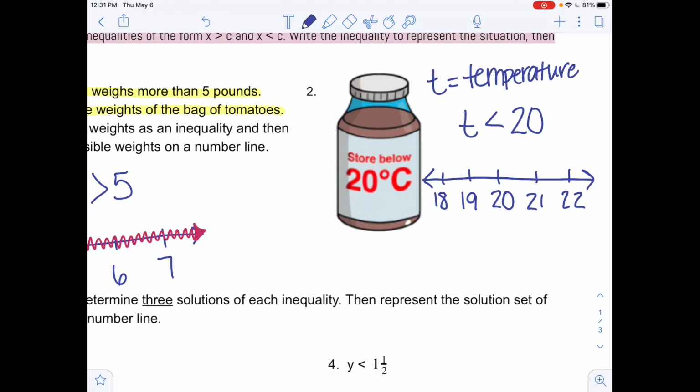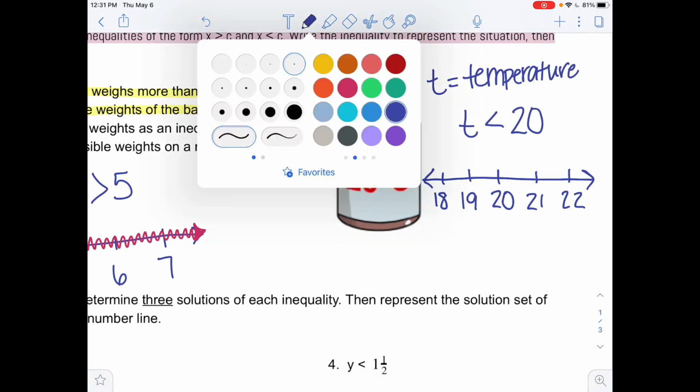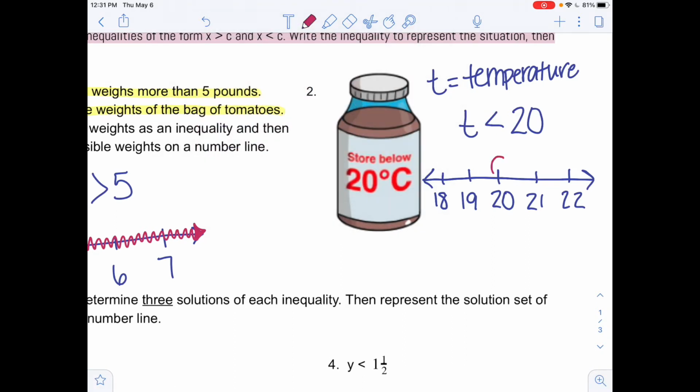I'm going to graph my point on 20. If this is less than, that means it's going to be an open circle. So I have an open circle on 20. If it's less than, now I want to shade in all of my possible answers that would be less than 20. So 19, 18, 0, -5, anything that's less than 20.